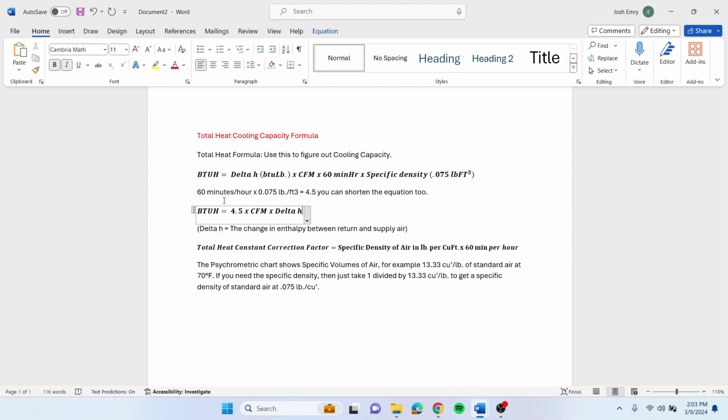If you want to know the cooling capacity of a specific coil in air conditioning, this is the formula that you've probably seen. So typically it's BTUs an hour equals 4.5, which is a constant, times your cubic feet of air per minute, times your delta H, which is your enthalpy difference between the return and the supply air.